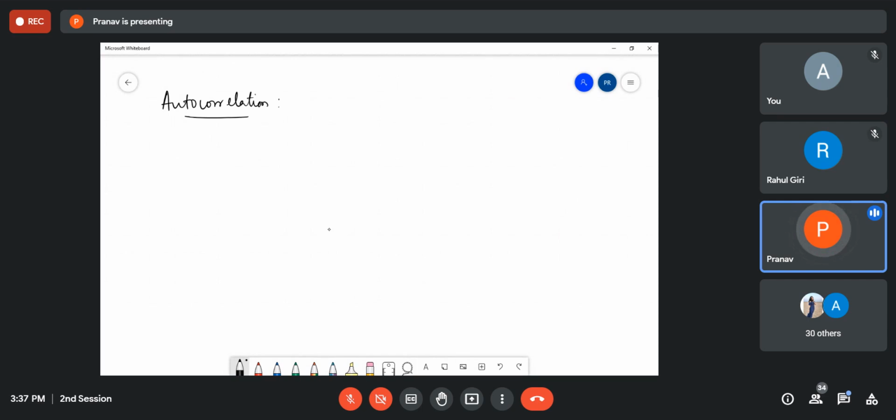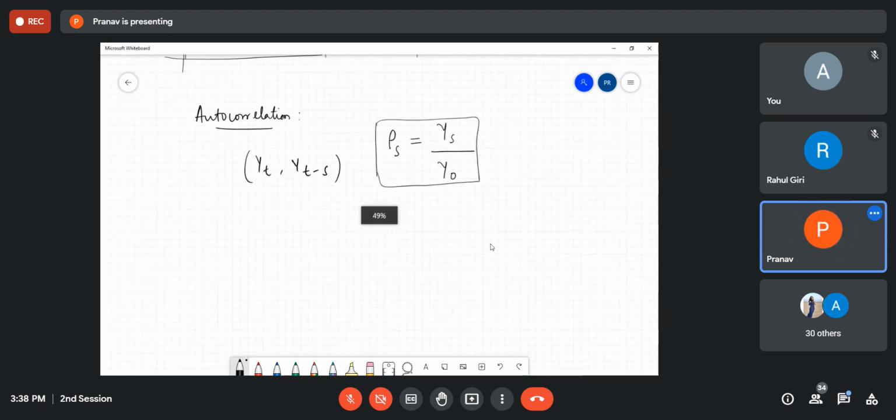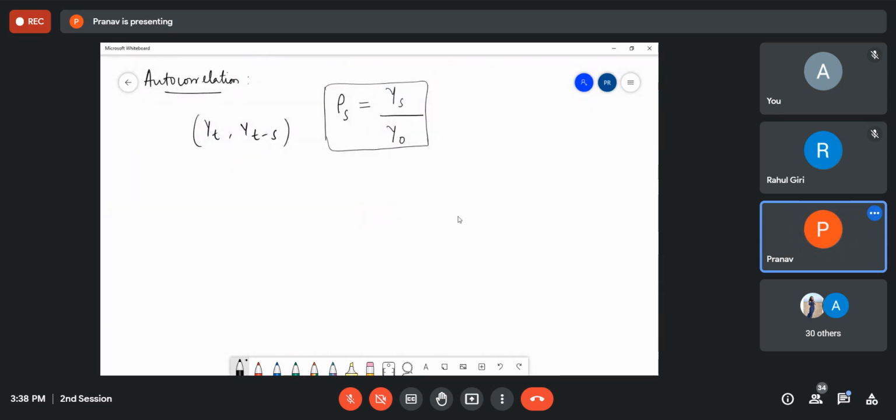So if we are trying to find out the autocorrelation between yt and yt minus s, your autocorrelation at lag s will be equal to covariance at lag s divided by covariance at lag 0, which is nothing but your variance of y as well. Is this clear?